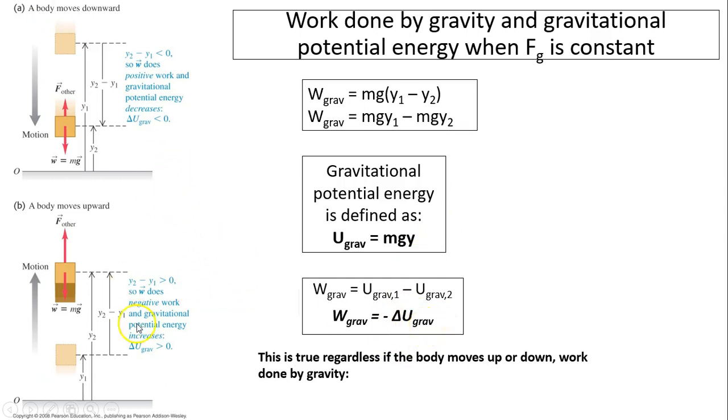So let's take a look at this diagram. When the object is falling, gravity, the weight, does positive work. So your potential energy actually decreases. Work equals a negative change in potential energy. As the body moves upward, your weight does negative work. As a result, your potential energy increases. So this expression is true regardless of whether the body moves up or down. Work done by gravity is always equal to the negative change in potential energy.